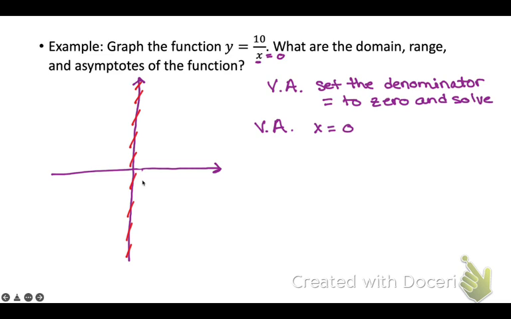All good? Okay. Now, we need to figure out the horizontal asymptote. And we can do that by plugging in some numbers. But first we're going to do something.